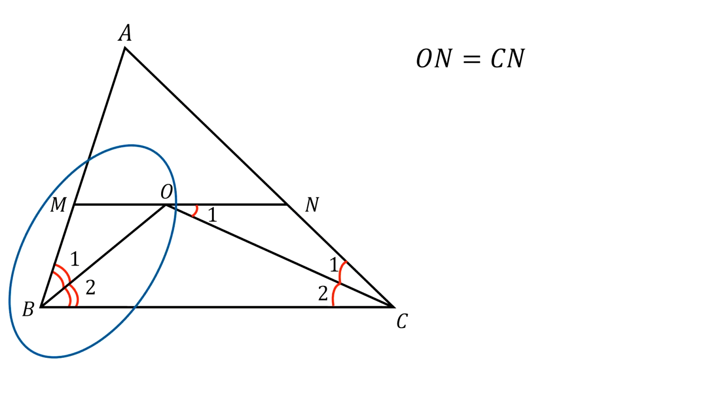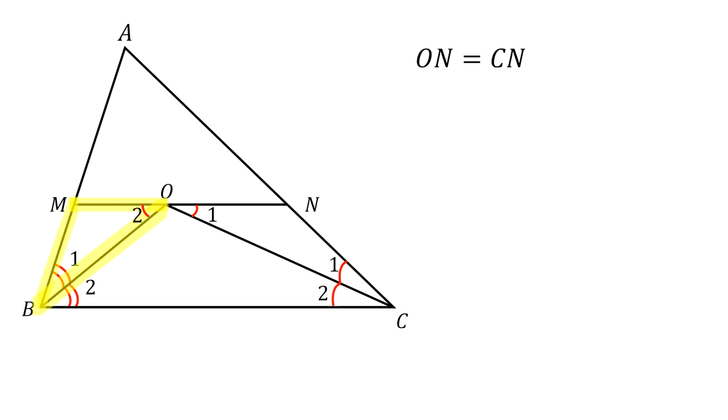Now, let's turn our attention to the other part of the figure. Here, we can also use the fact that MN and BC are parallel. BO is also a transversal intersecting the two parallel lines. Therefore, angle B2 is equal to angle O2. Also, since B1 and B2 are equal, B1 is equal to O2. Therefore, triangle BOM is an isosceles triangle, which means that BM is equal to OM.